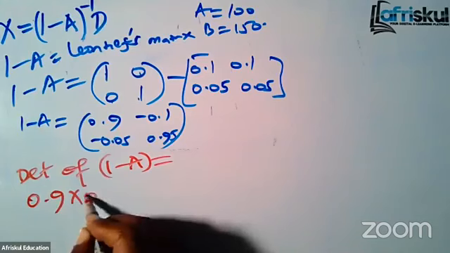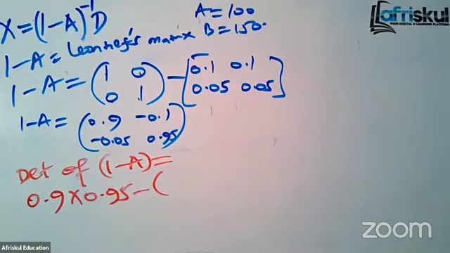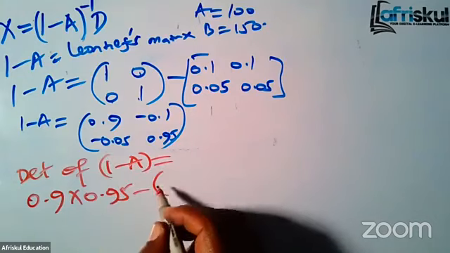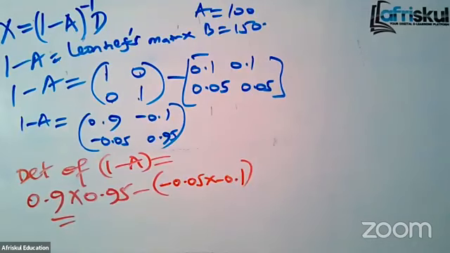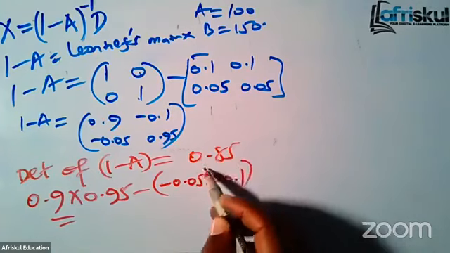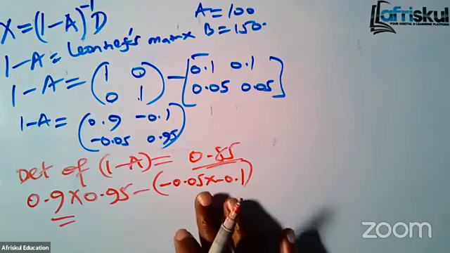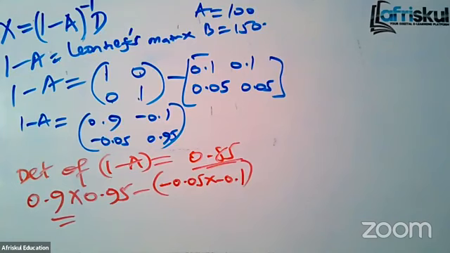It will be 0.9 times 0.95 minus, open brackets, for the secondary, minus 0.05 times minus 0.1, which at the end of the day will give us 0.85. Is there someone else who is getting the same answer with what Mwalimu has? I can see Paris had already gotten it as 0.85.